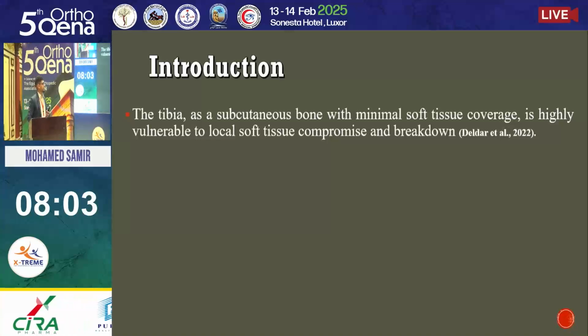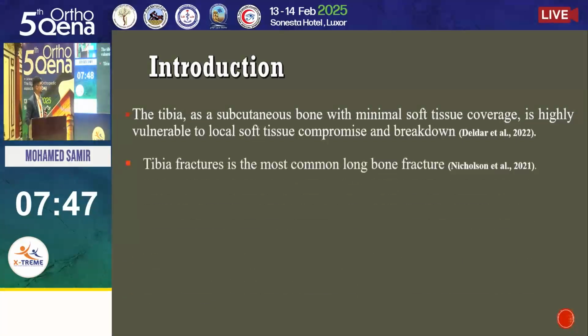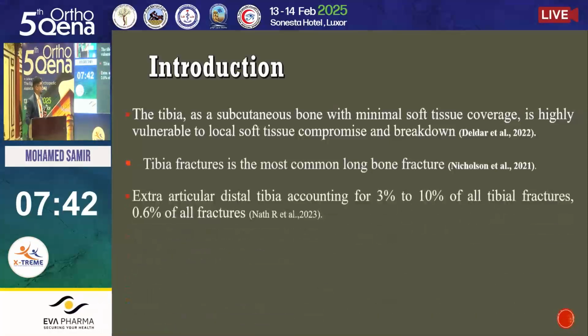Introduction: The tibia is a subcutaneous bone minimally covered by soft tissue, highly vulnerable to local soft tissue compromise and breakdown. A tibia fracture is the most common long bone fracture, while extra-articular distal tibia accounts for 3% to 10% of all tibial fractures, which translates into 0.6% of all fractures.